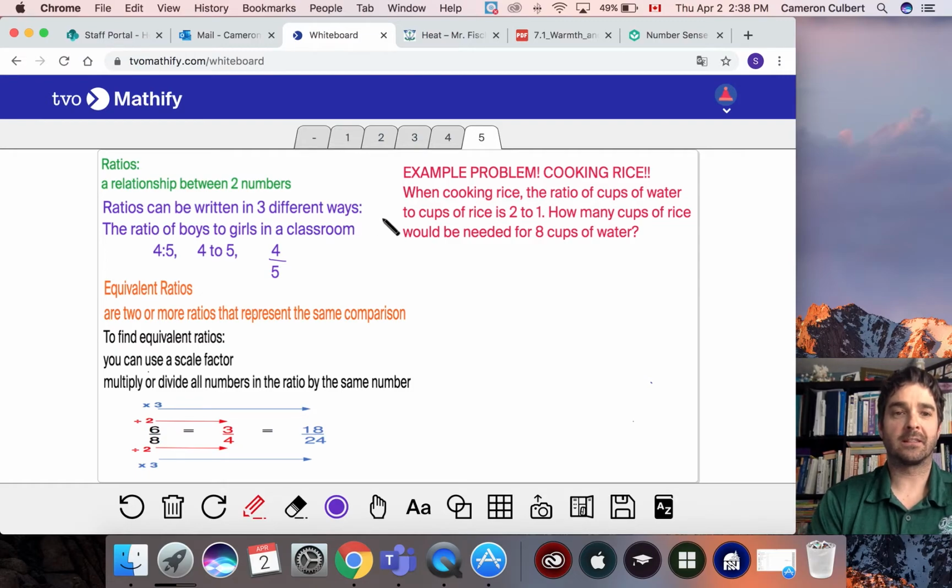If we look at the left-hand side of our screen, a ratio is a relationship between two numbers. Ratios can be written in three different ways. For example, the ratio of boys to girls in a classroom can be expressed as 4 per 5, 4 to 5, or 4 over 5.